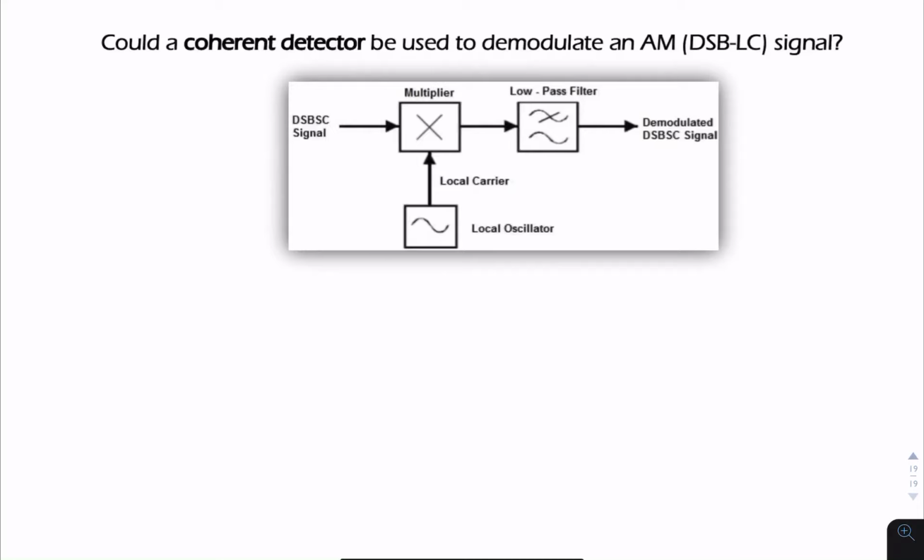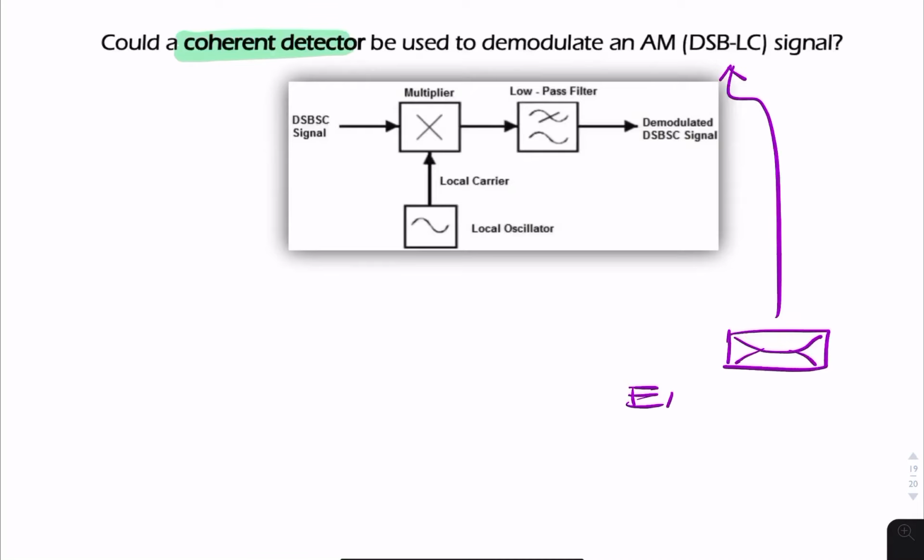This question is asking whether we can use a coherent demodulator to successfully demodulate an AM signal. So a coherent demodulator that's intended for the demodulation of DSB with suppressed carrier, can we also use it to demodulate DSB with a large carrier? Now, what we expect is for DSB large carrier to be demodulated by an envelope detector.